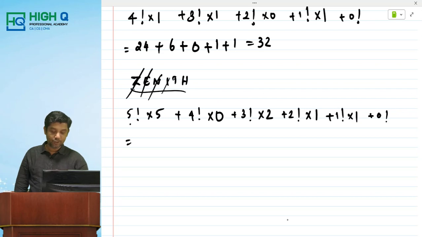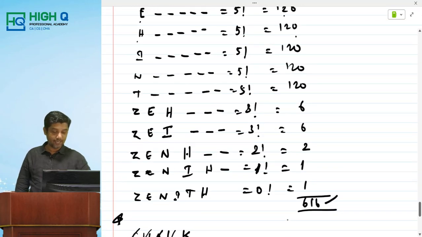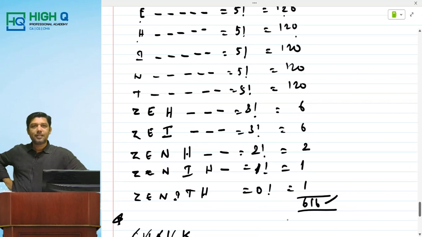5 times 120 is 600, plus 0, plus 12, plus 2, plus 1, plus 1. What is it? This is the answer you got earlier also. Same answer only you are getting. Correct? Yes.